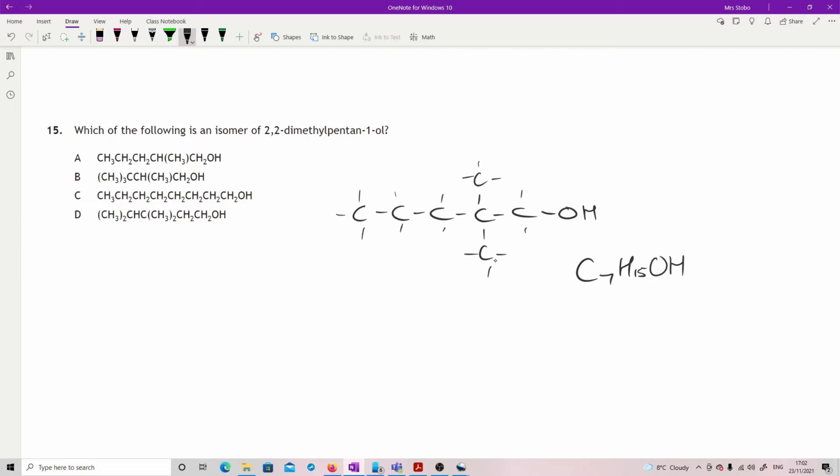So A has 1, 2, 3, 4, 5, 6 carbons. That cannot possibly be an isomer of it. B has 1, 2, 3, 4, 5. Oh no, let's count this carefully.